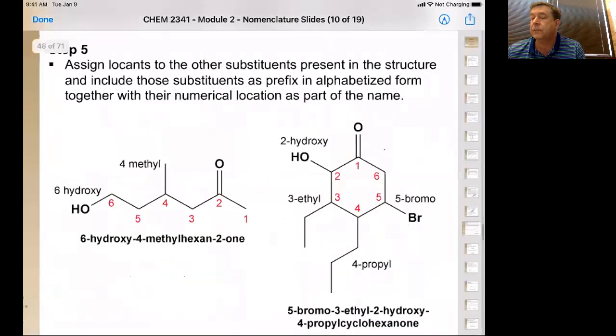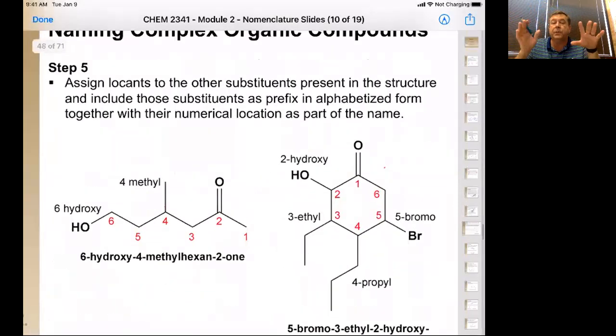So let's put all these rules together. We're going to find on the first one the highest priority functional group. We have an alkane, so we're going to have AN somewhere in the ring. We have no double bonds. We have an OH, but we have a carbonyl, a C double bond O. The C double bond O is higher priority than the OH. That makes the OH a substituent.